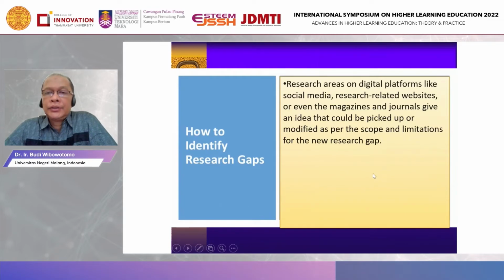And in recent times like this, there are many digital platforms that we can get in the social media, and some of the social media or websites probably insert a source of academic journal or magazine or some reading resources that we can pick up and motivate as our scope and limitation for our new research scope.